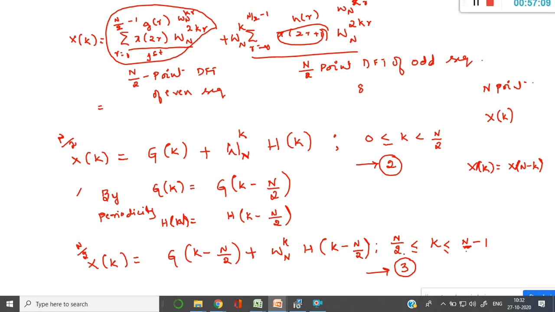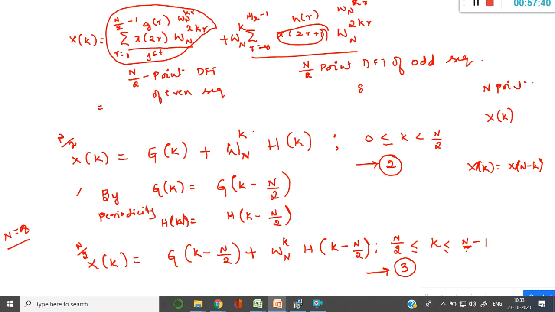How do you calculate x of 0? Assume n equal to 8. What happens? X of 0 equals g of 0 plus w n to the power of 0 h of 0. X of 1 equals g of 1 plus w n to the power of 1 h of 1. What is g of 1? You have an n by 2 point DFT. See here, instead of an n point DFT, we reduce it to an n by 2 point DFT.